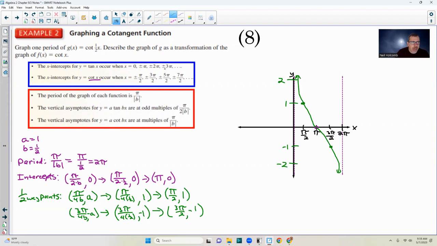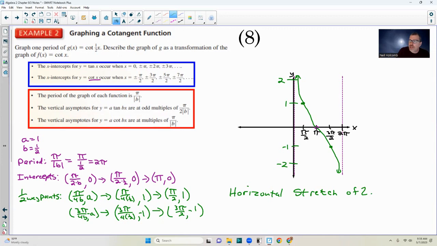So that is the graph of cotangent of 1/2 x, which is a horizontal stretch of a factor of 2. And there's no vertical stretch because a was 1. All right, so that's graphing the cotangent function.